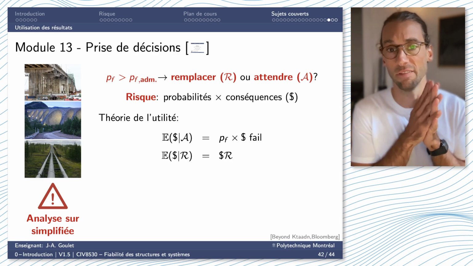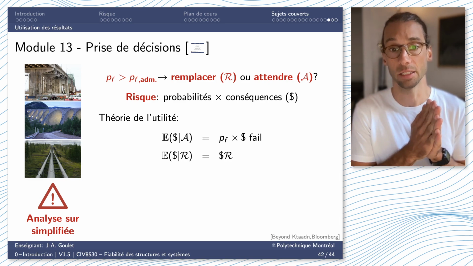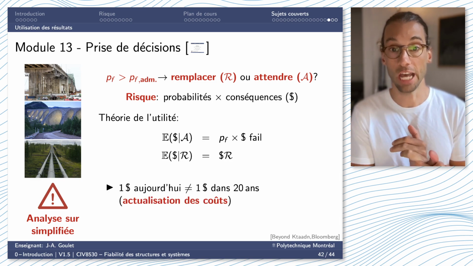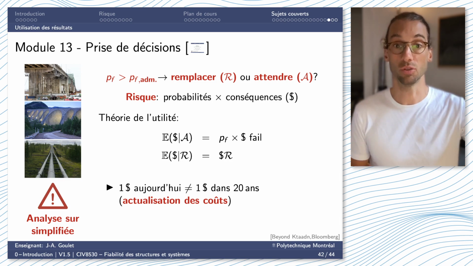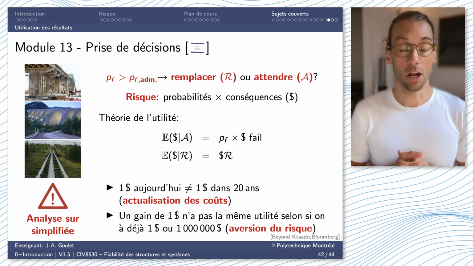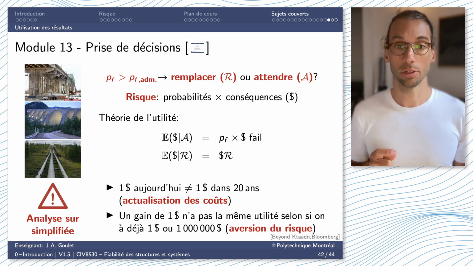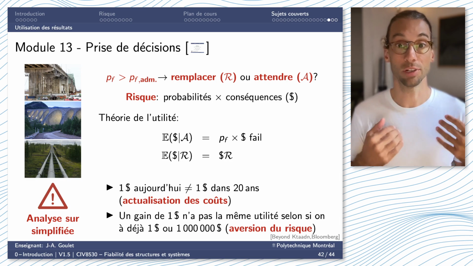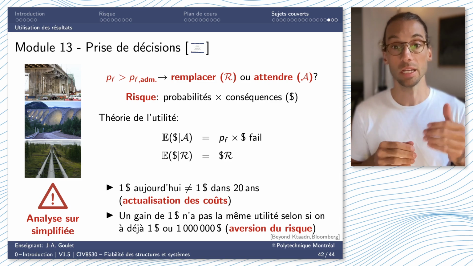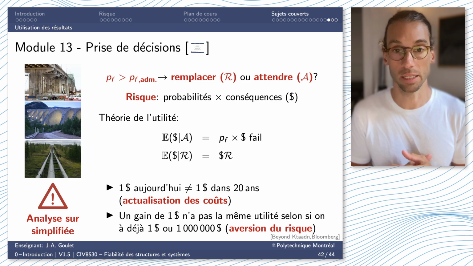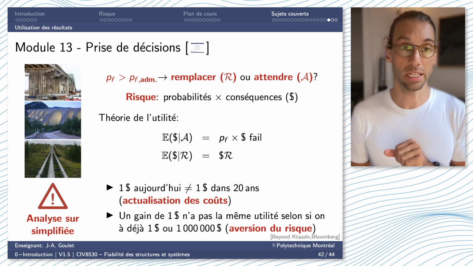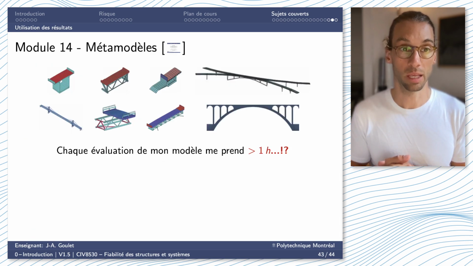But of course, this is a very oversimplified analysis. Why? Because we need to cover more concepts. First is that $1 today is not $1 in 20 years from now. We need to have a cost actualization. Also, gaining $1 doesn't have the same utility whether I currently have $1 or whether I currently have $1,000,000. So we need to cover the concept associated with risk aversion. We're going to cover that in detail in module 13.